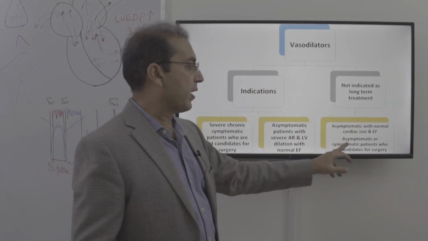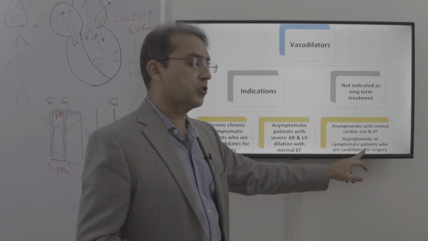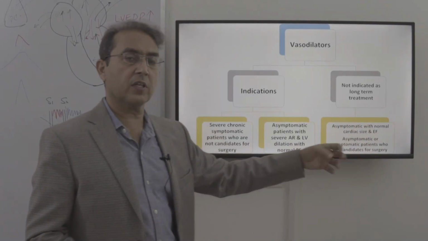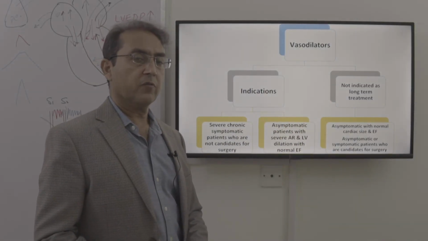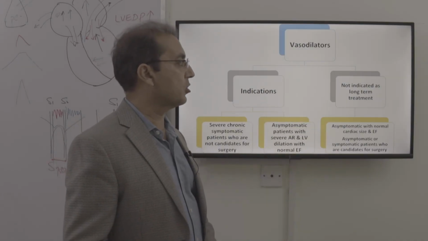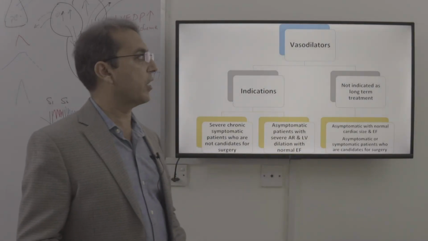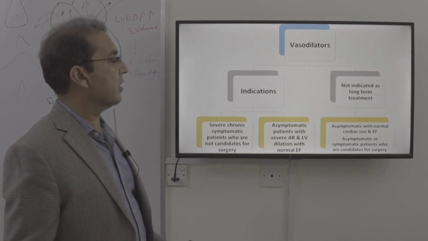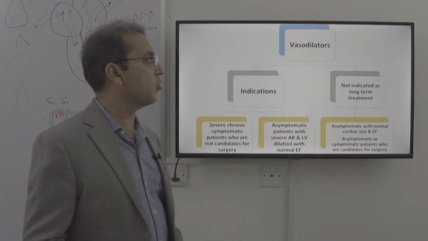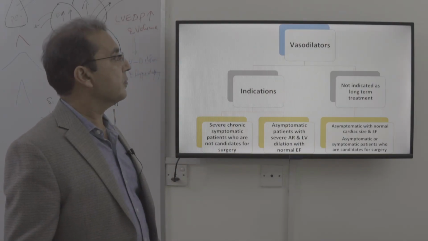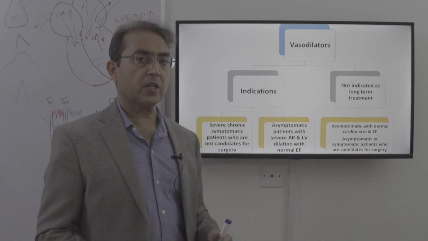Similarly, asymptomatic or symptomatic patients who are candidates for surgery. So if you are planning for surgery, whether they are symptomatic or not, we should not go for long-term vasodilator treatment. So these are different indications and contraindications for using vasodilators in patients who have aortic regurgitation. So this is about aortic regurgitation.